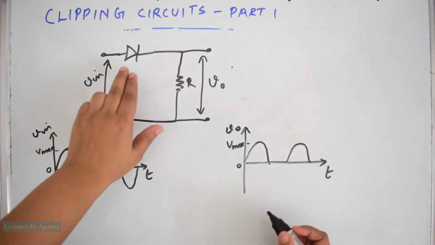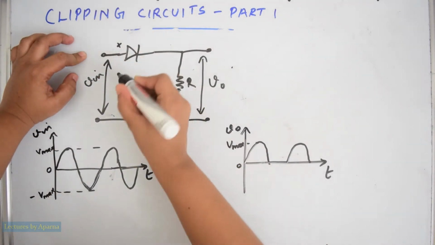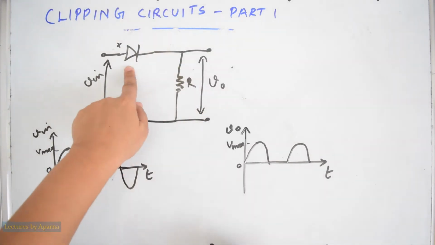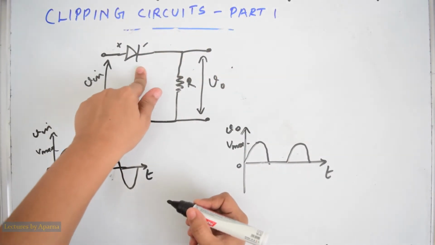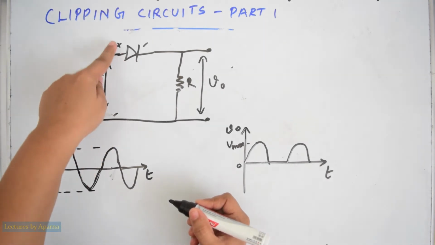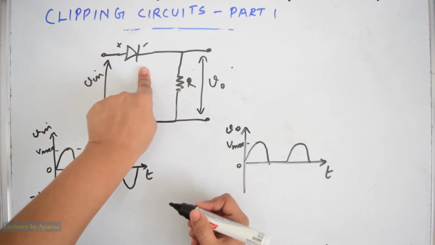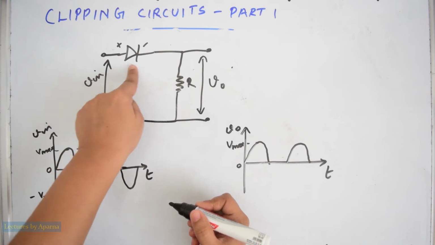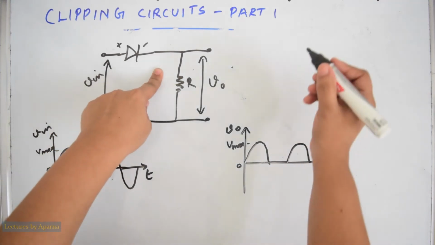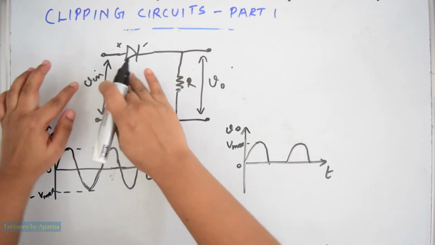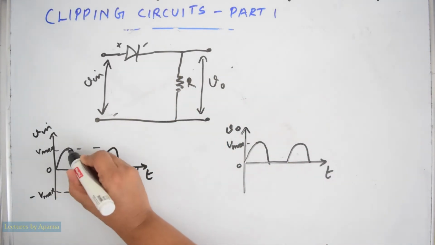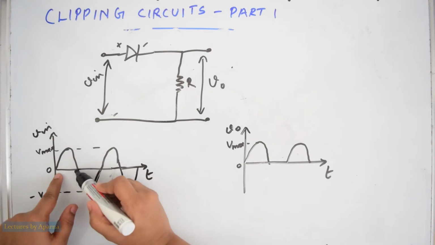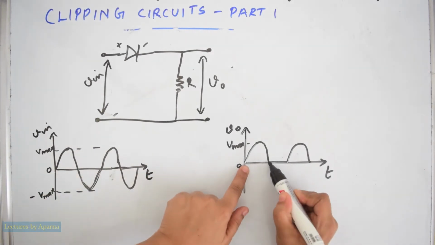When the positive half cycle comes here, this diode will conduct. This diode will be forward biased because the anode is more positive than the cathode, and so this diode will conduct, and whatever is the input voltage will appear at the output. That is, in the positive half cycle, whatever is present at the input is coming at the output.